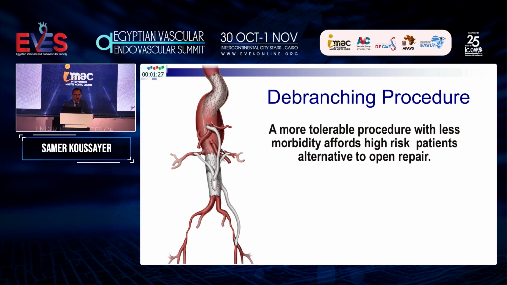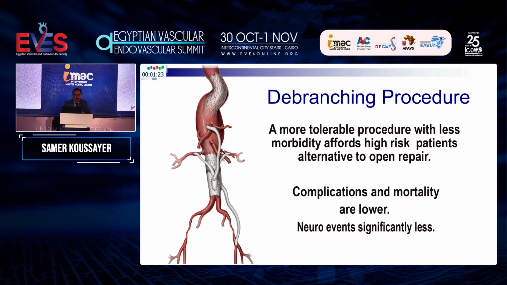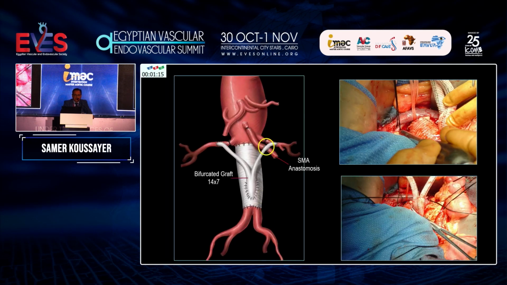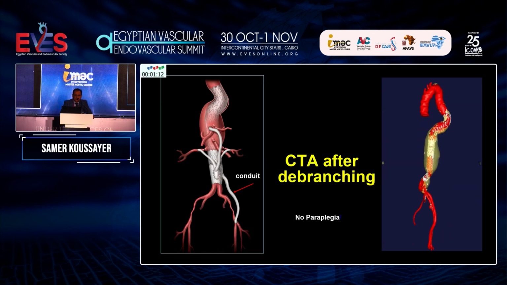Debranching, we used to do before we had access to BVAR and FEVAR. It's less invasive than open repair, but we rarely use it these days. Like this patient, who came with dilatation of the suprarenal aorta after open repair. So we debranched his renal, SMA, and celiac, and then put TEVAR.